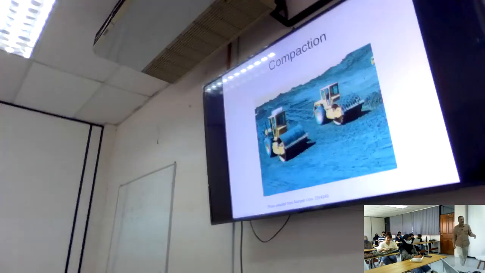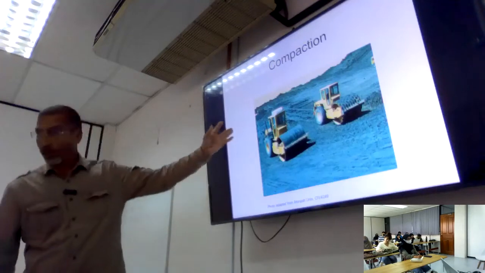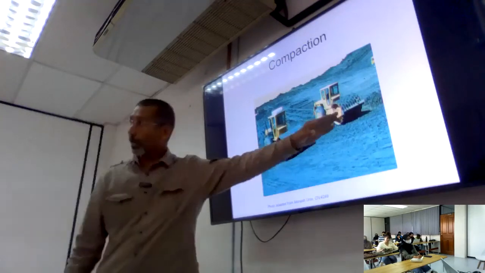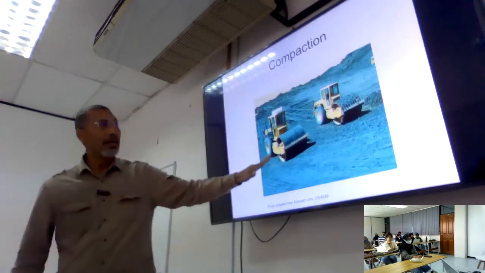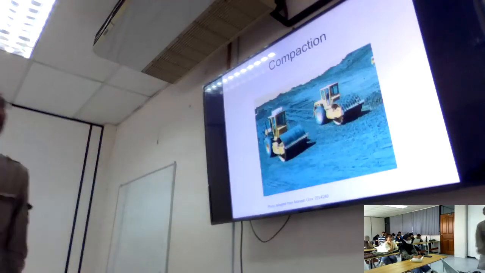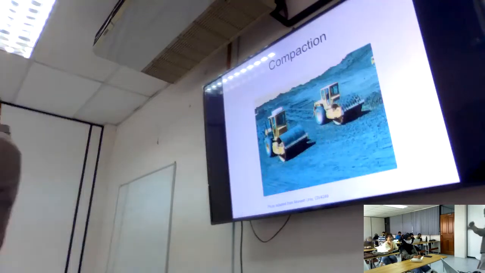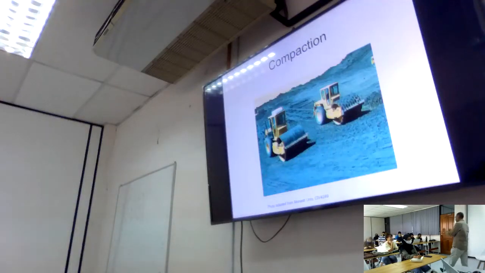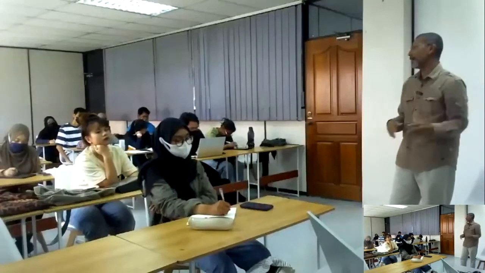You can see the compaction is done by this roller. You can see two different rollers, right? The roller on the right is for sandy type of soil. On the left here is what we call sheep-footed. The drum has something like sheep's feet, that's why I call it sheep-footed. So this is for clay type of soil. So different type of soil will be compacted in this case by different roller.